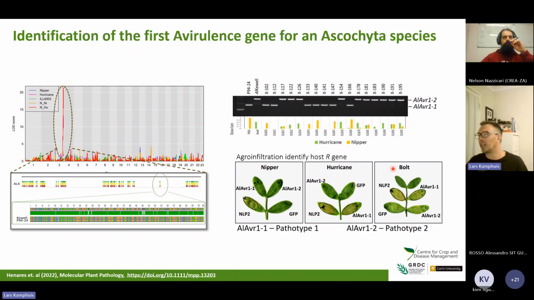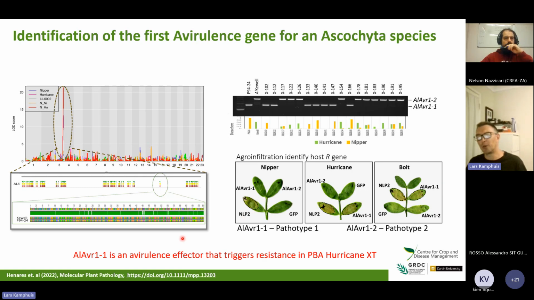Whereas in hurricane and bolt, which are two varieties that carry the same resistance source, you can see that there was clear necrosis when we infiltrated with ALAVR1-1, but not with ALAVR1-2. The same held true for both. And so the ALAVR1 protein, 1-1 protein, was acting as an avirulence effector that triggers resistance in PBA hurricane XT, or at least that was our working hypothesis.